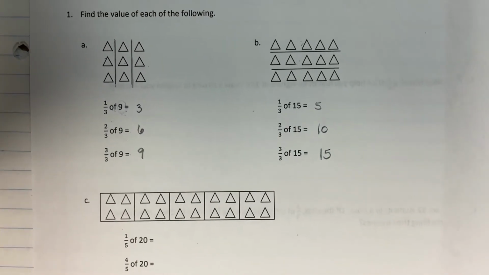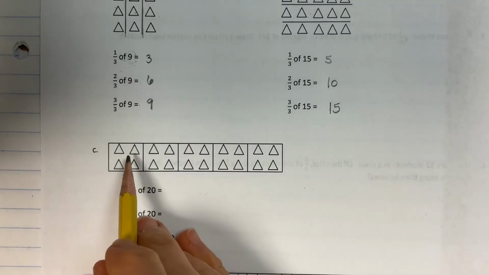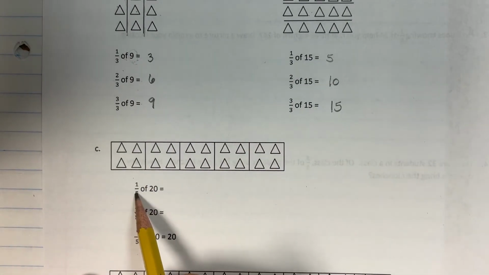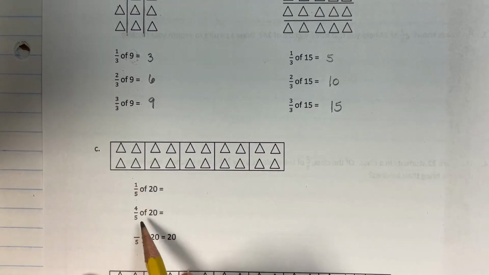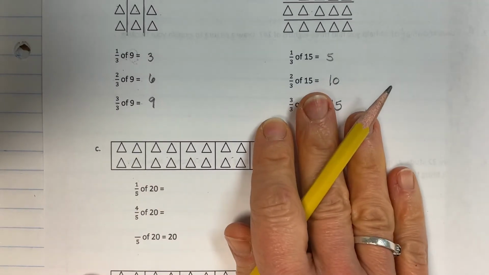Now see, the picture looks a little different. Now they're kind of making it look more like a tape diagram. Okay, I see 1, 2, 3, 4, 5 groups. So notice they're asking us about fifths, 1/5. So that's one of the groups. 4/5 would be 4 of the groups.